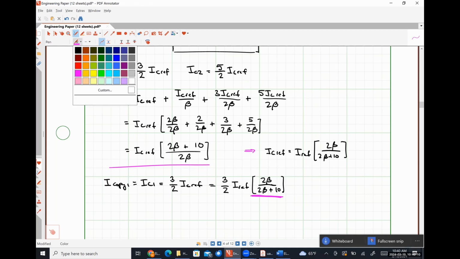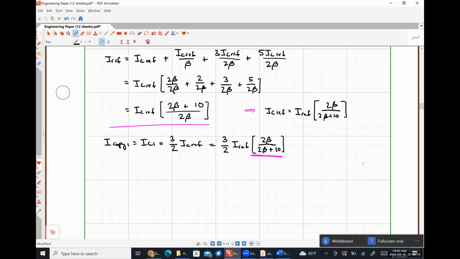So let's just really quickly see that the error is going to be the same regardless of which copy current we're looking at. If we dealt with I copy 2, that's just IC2, which is 5/2 IC ref, making the exact same substitution. We have I ref times a factor of 2 beta over 2 beta plus 10. So as long as we take all of the different copies into account at the beginning, they're all going to experience the exact same amount of relative error.